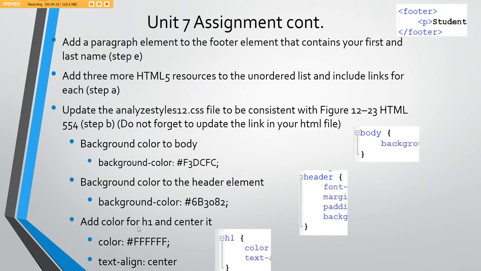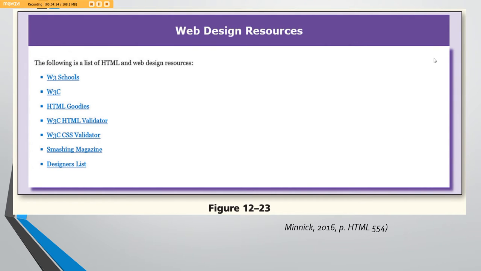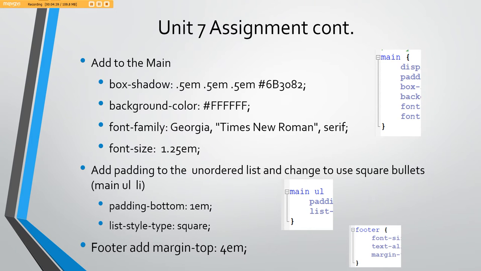Then you're going to add color for the H1 and center it. Now there's probably not an H1 rule because we're adding the color and the text align, so you just add it right after the header. That'd be fine. And so I gave you the picture. You also have to add to the main a box shadow, background color, font family, and font size.